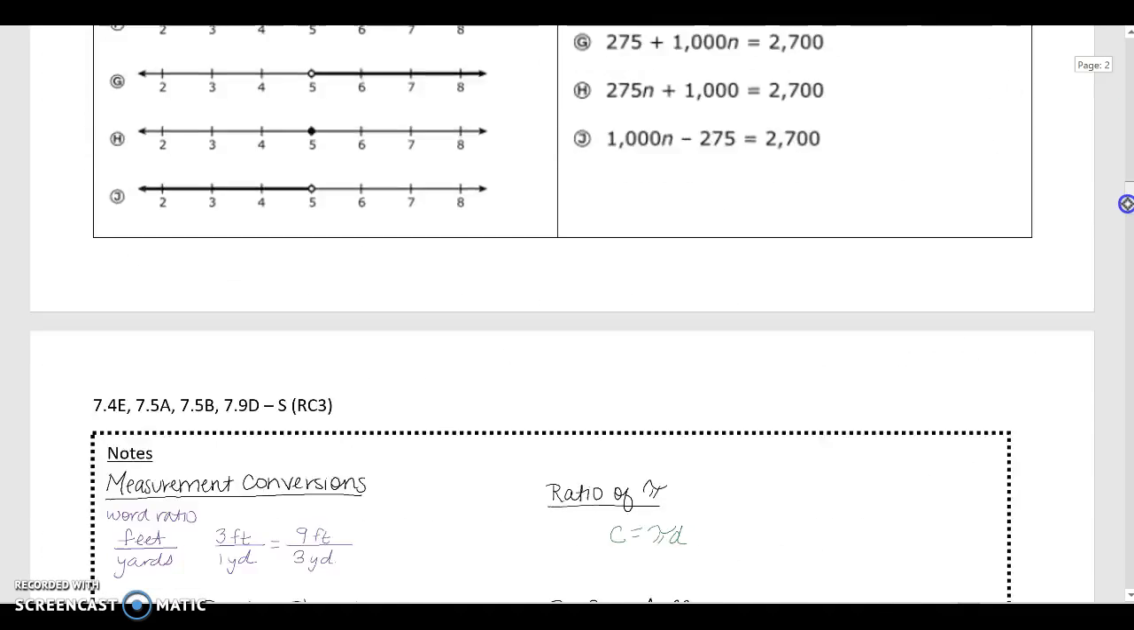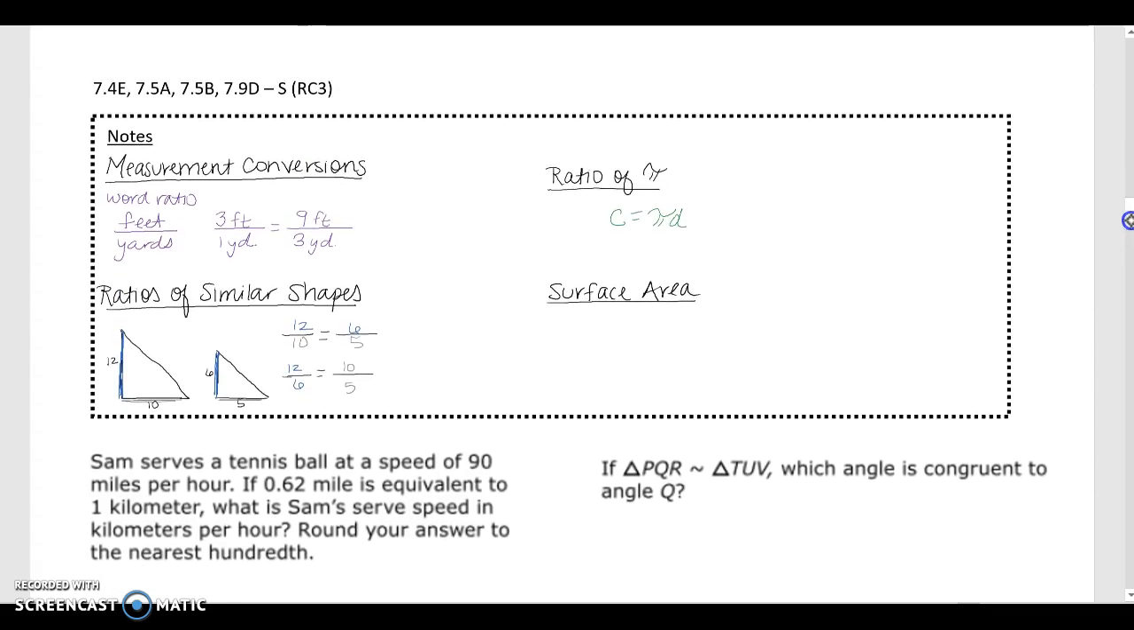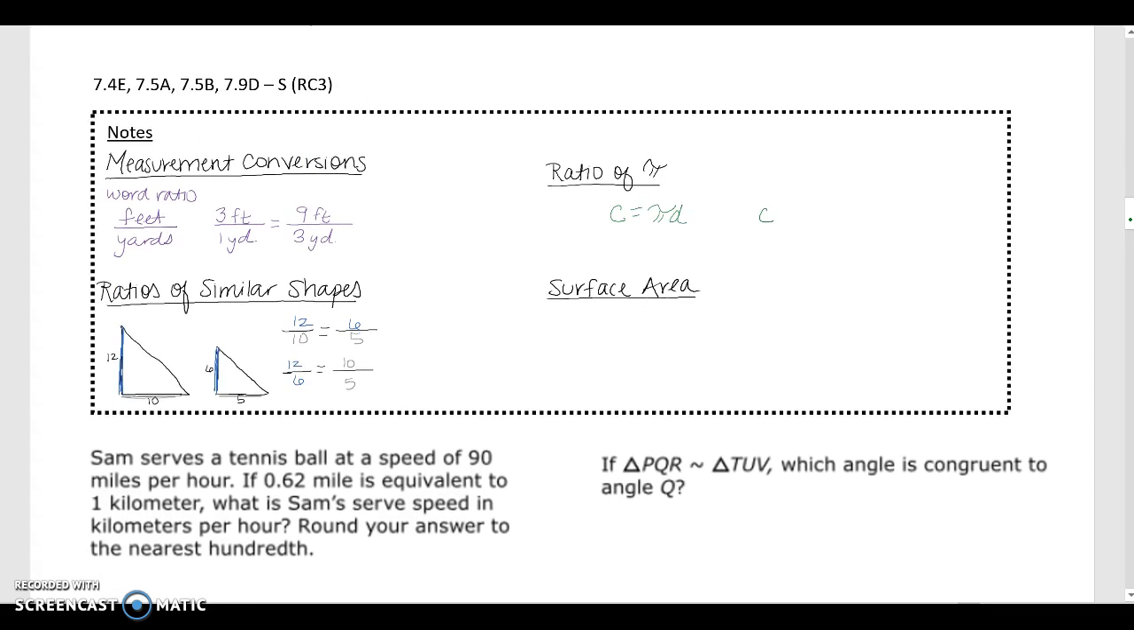So if I was to rewrite this formula, and I want to get pi by itself, because I want to solve for pi, how would I do that? Right now it's pi times the diameter, right? So I'm going to do the opposite. I'm going to divide by d, divide by d. So it's saying that pi is equal to the ratio of circumference divided by diameter.